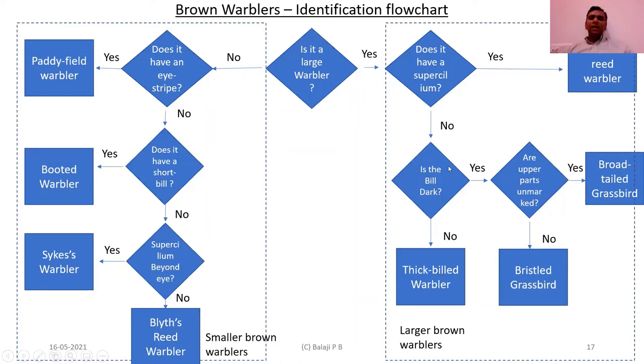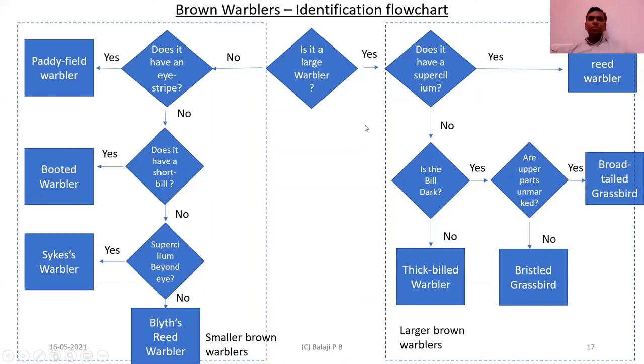If the bill is dark, then there are two possible warblers, the broad-tailed grassbird and the bristled grassbird. Then we'll have to ask a follow-up question: are the upper parts unmarked? If the answer is yes, then it has to be a broad-tailed grassbird. And if it is marked, then it has to be a bristled grassbird. So this is how you identify the larger brown warblers.